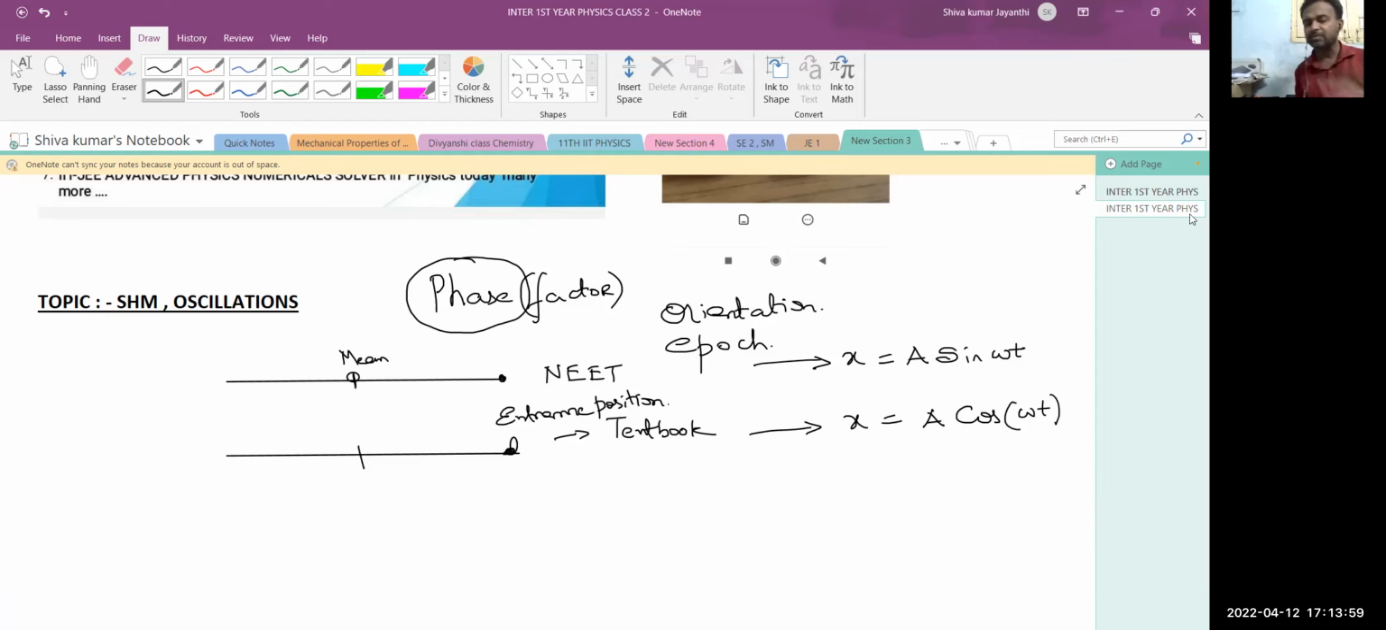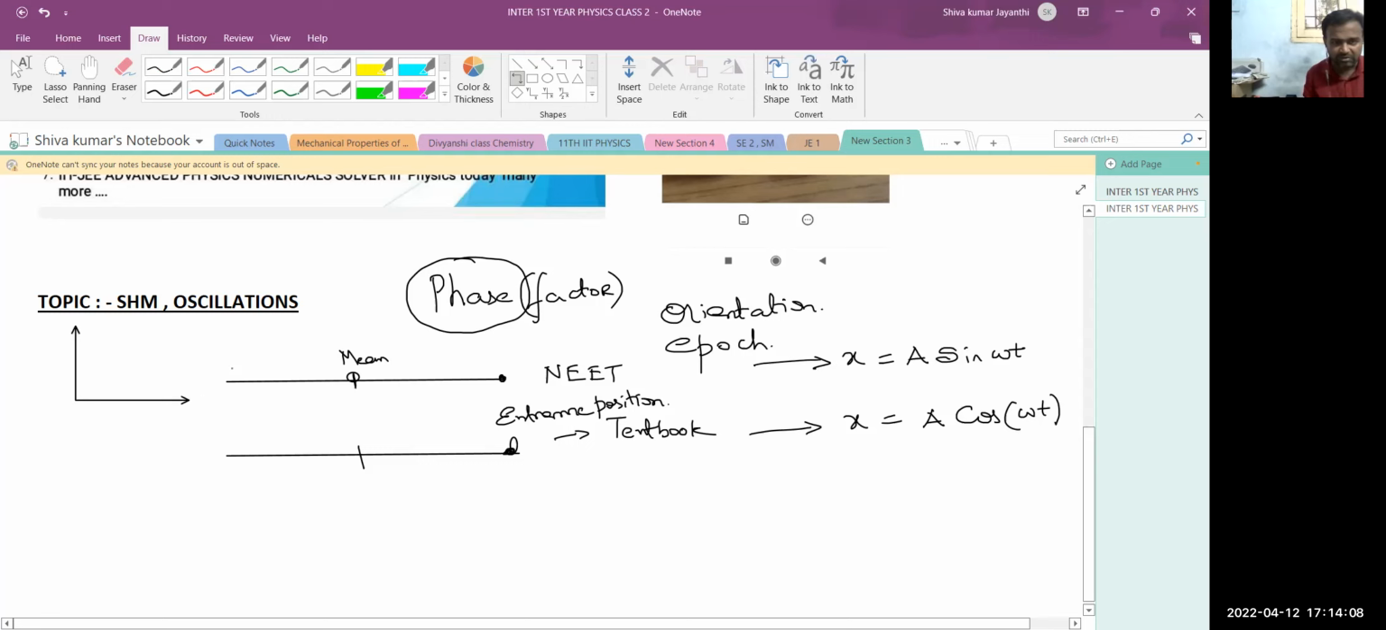Why this sine and cos? Because both are diagrammatically represented, then you will understand this. If I draw sine theta and cos theta, you would see this is how it is. Sine theta starts only from origin and goes like this. But cos theta doesn't start from origin, it starts only from extreme position, because cos 0 is 1. I hope you know that. Yes, cos 0 is 1, but sine 0 is 0. That's the difference. So cos theta starts only from extreme position.